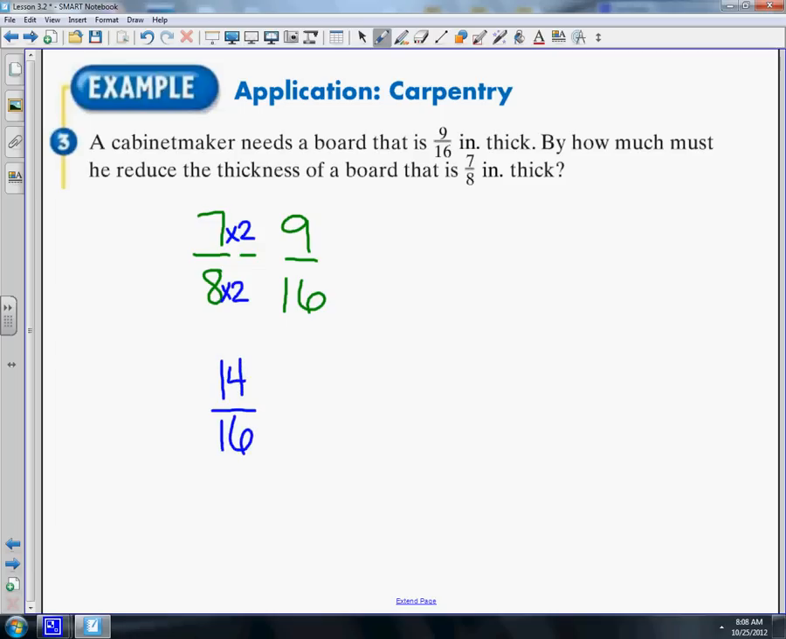That's the board that I have right now, and I want it to be 9/16. So that means I need to cut off 14 minus 9 is 5, and then 16ths. I need to cut off 5/16 of that board to get it to be 9/16 thick.